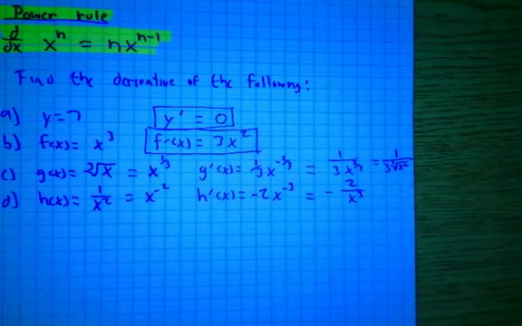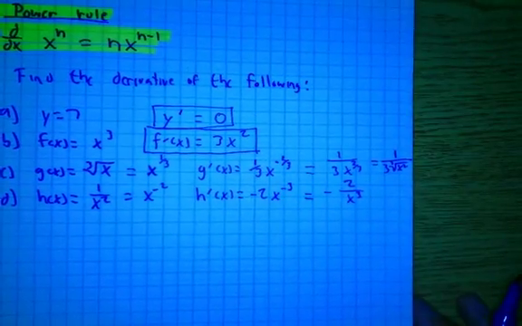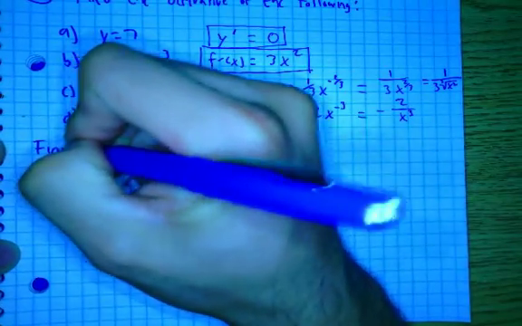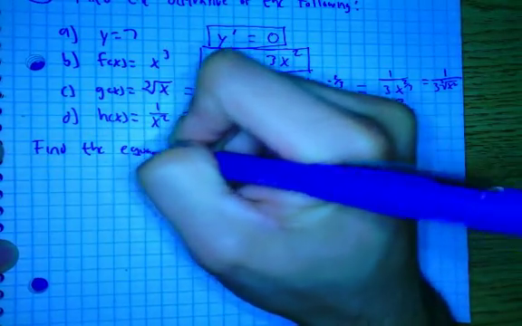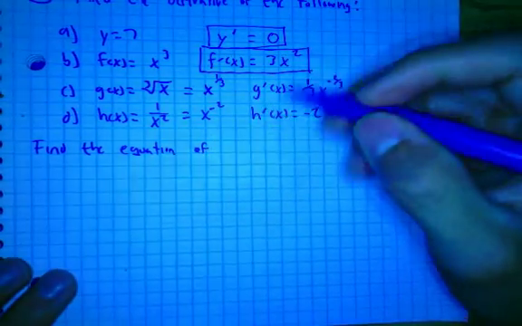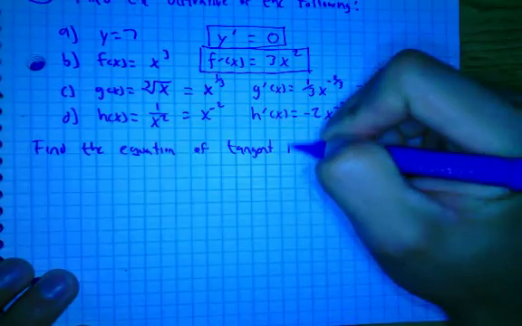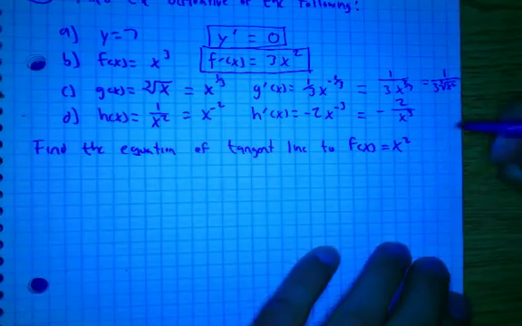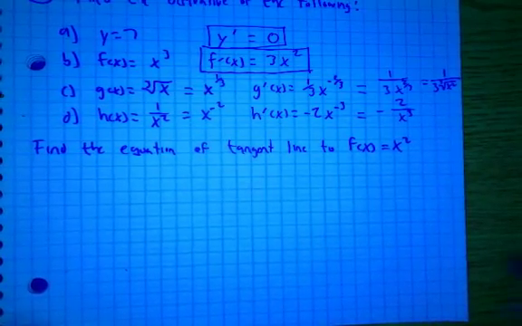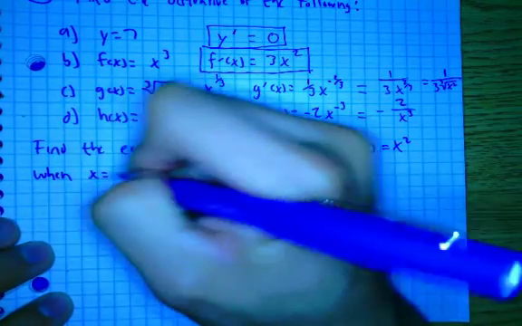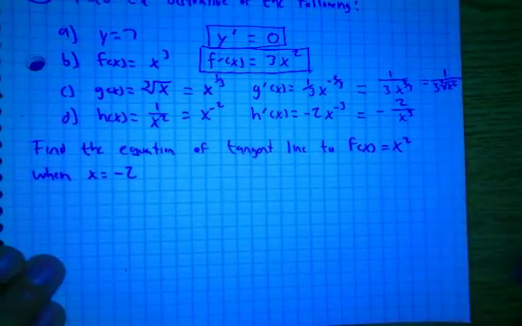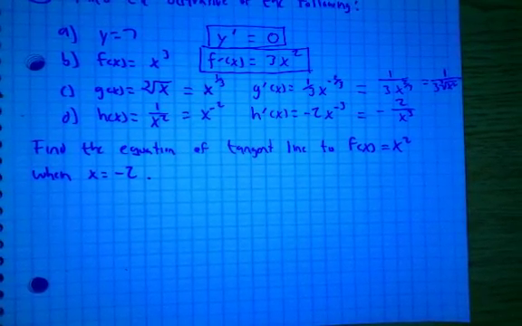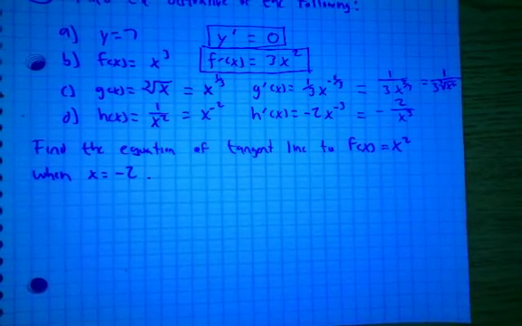Okay? Questions over that? All right, I got one more problem for you, and then we'll move on with another rule. Here's what I want you to do. I want you to find the equation of a tangent line to f of x equals x squared when x equals negative 2. So I need the equation of a tangent line to x squared when x equals negative 2. So I'll give you a couple of minutes to work on that. You can either work on your own or work with a partner.